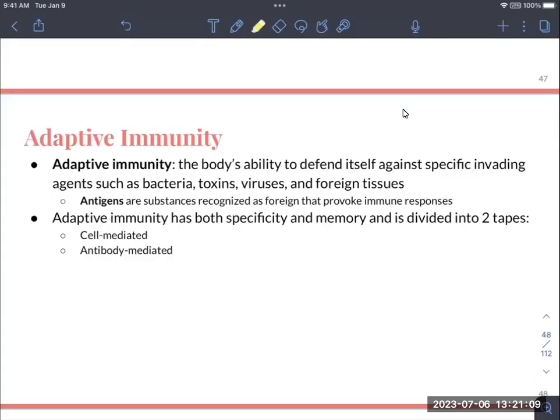Hello, and welcome to part 2 of the lymphatic system and your immune system. We are going to start today with adaptive immunity.